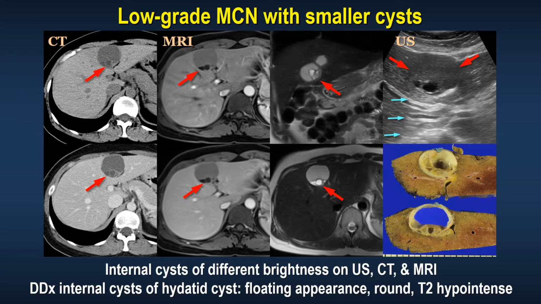The existence of mural cysts with different attenuation or signals from the main cyst is characteristic of MCN. However, the presence of small cysts does not suggest malignancy or invasiveness.